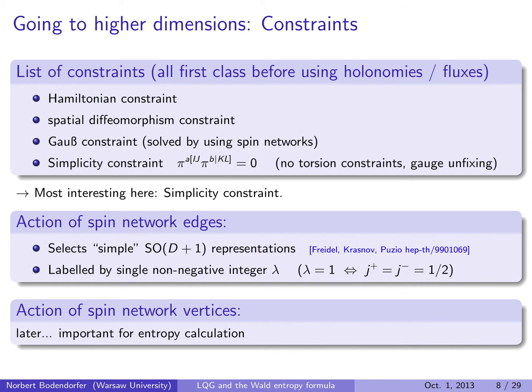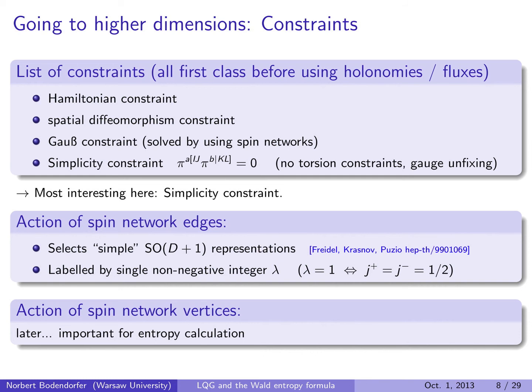Now there are no other constraints, so especially there is no torsion constraint as one usually gets in the canonical analysis of the Palatini action, and this constraint essentially has been removed by a process called gauge unfixing. I will comment on this more on the next slide. So all of these constraints are now first class, at least before you go to a singular smearing like holonomies and fluxes, where we of course know that the simplicity constraints become second class among themselves.